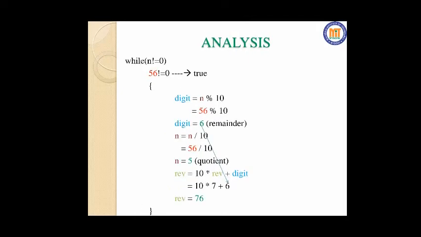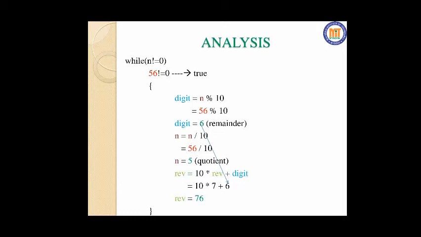Next, at the second iteration of the loop, your n is 56. It has been updated. Now check the condition whether 56 is not equal to 0. Yes, of course 56 is not equal to 0. So your control enters inside the loop.